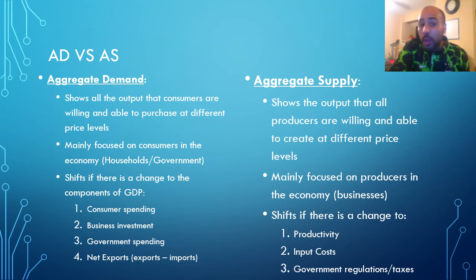Of course, input costs. How much do we have to pay for our land, labor, and capital? And then government regulations or taxes on businesses. Keep in mind, if we talk about taxes on individuals, that's going to affect our aggregate demand. But if we talk about taxes that businesses have to pay, like for example, excise taxes, those are going to affect our aggregate supply.